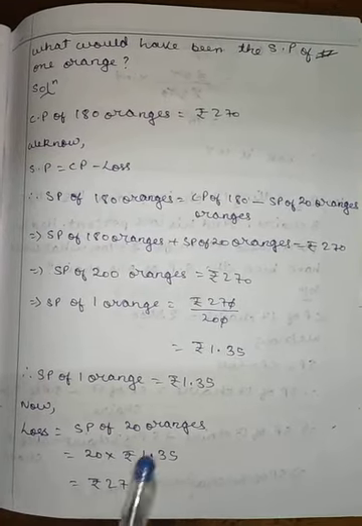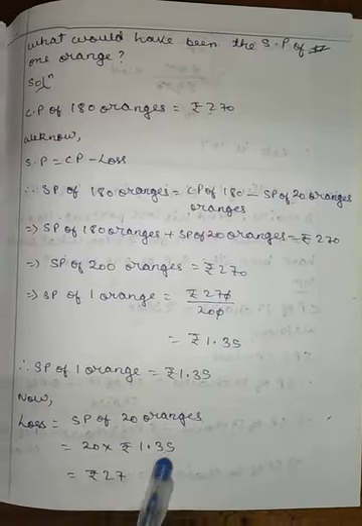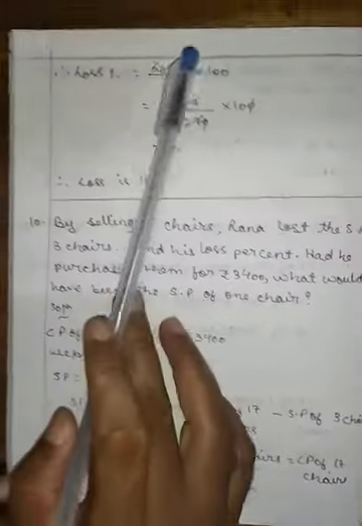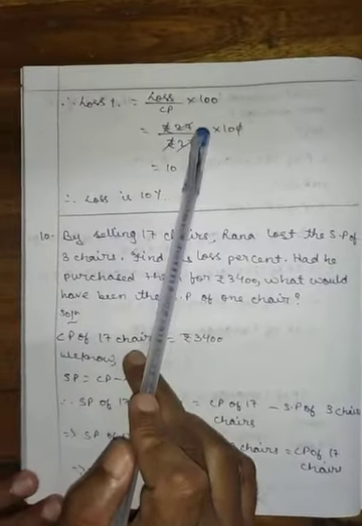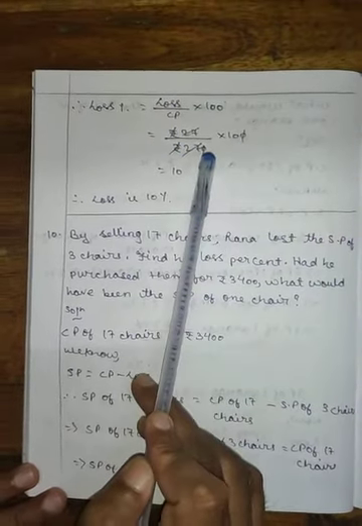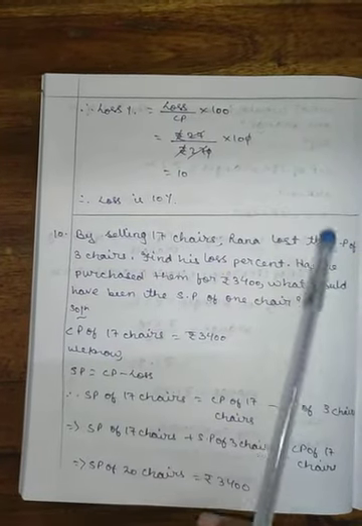Now I have to calculate the loss percent. Loss is equal to SP of 20 oranges. So 20 into rupees 1.35, that is rupees 27. Therefore, loss percent is equal to loss by CP into 100. Loss is rupees 27 and CP for 180 oranges is given, 270, into 100. 0 cut, 27 cut, 10. So the loss is coming out to 10%.